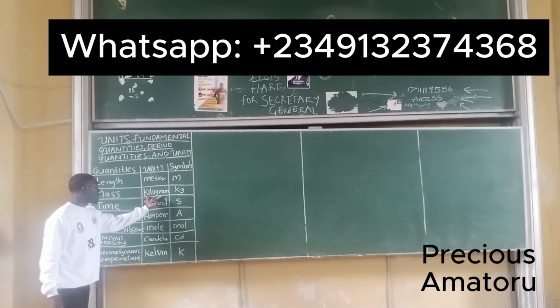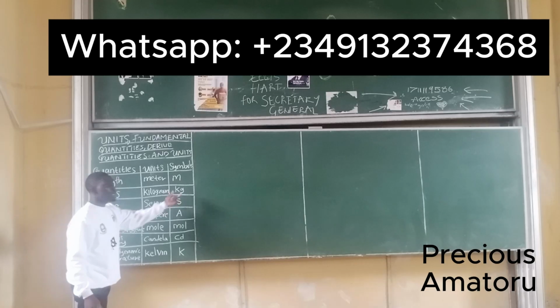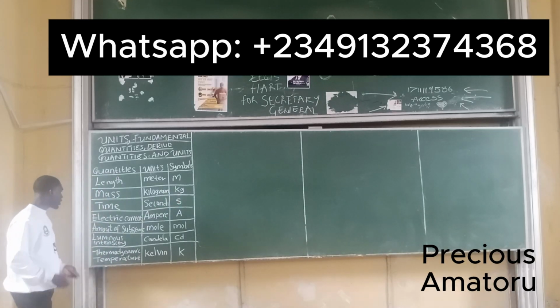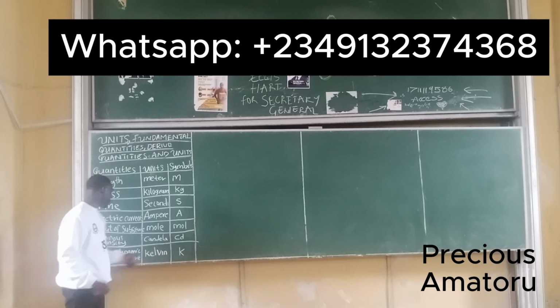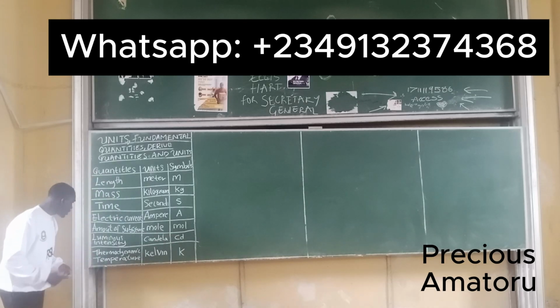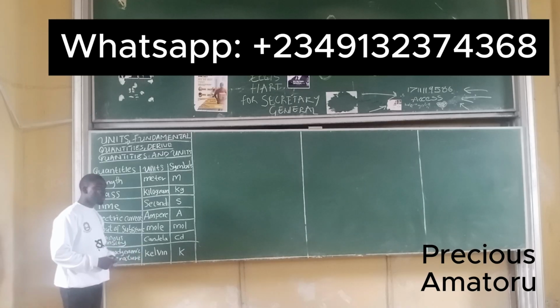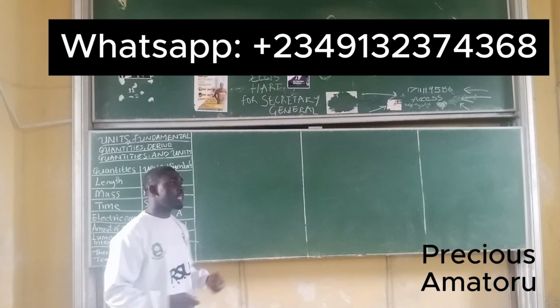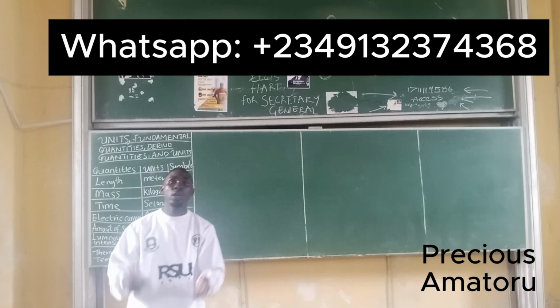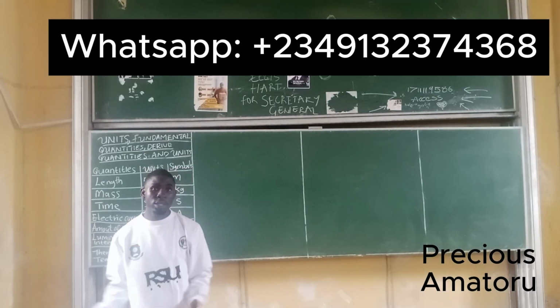The unit is kilogram, and we have the symbol kg, and the rest follows: time, electric current, amount of substance, which is in mole, luminous intensity, candela, giving the symbol Cd, and for thermodynamic temperature we have Kelvin with the symbol K. So these are the fundamental quantities that we have, and these quantities are what actually help us to get our derived quantities.